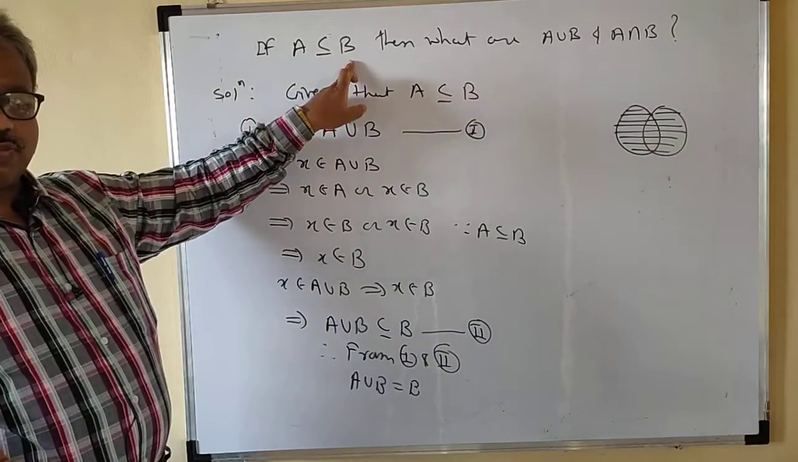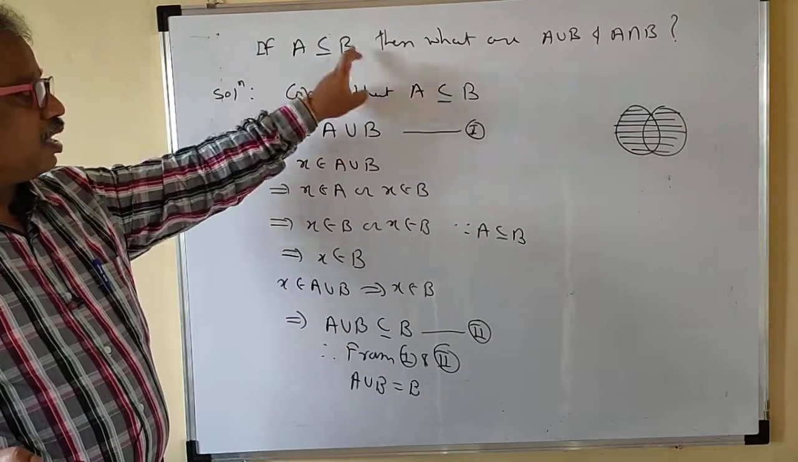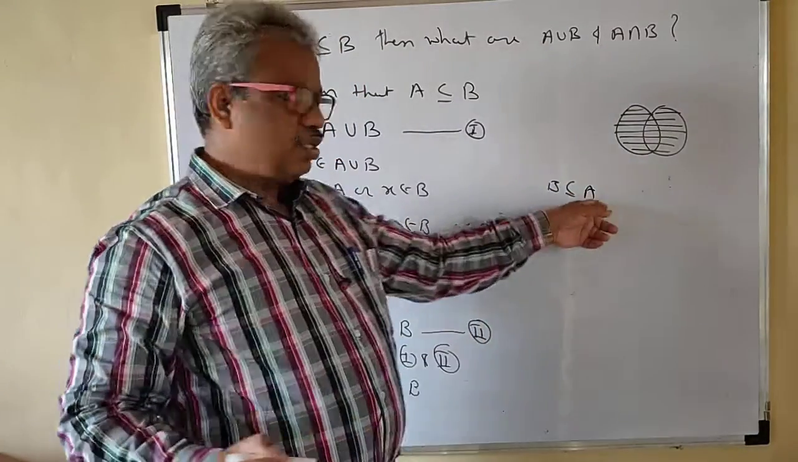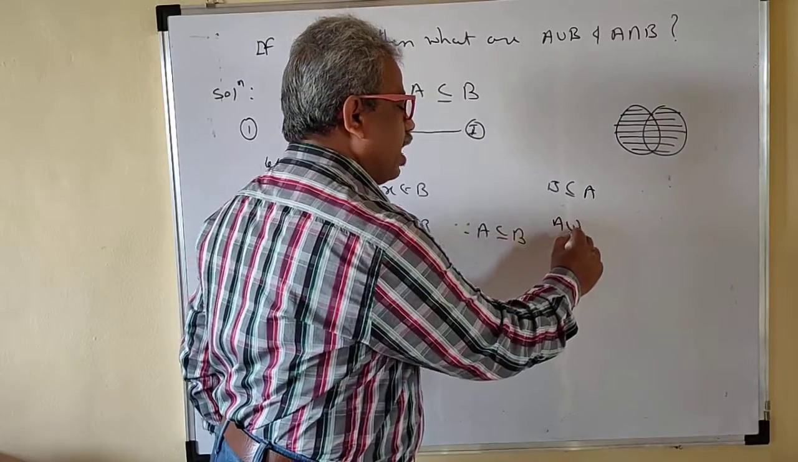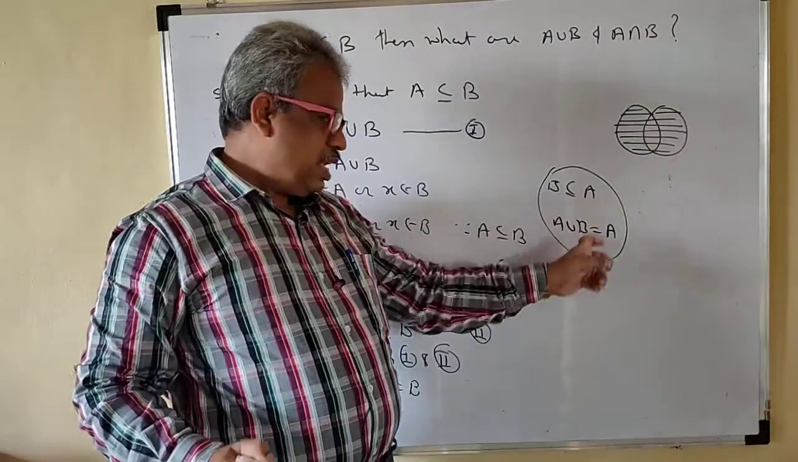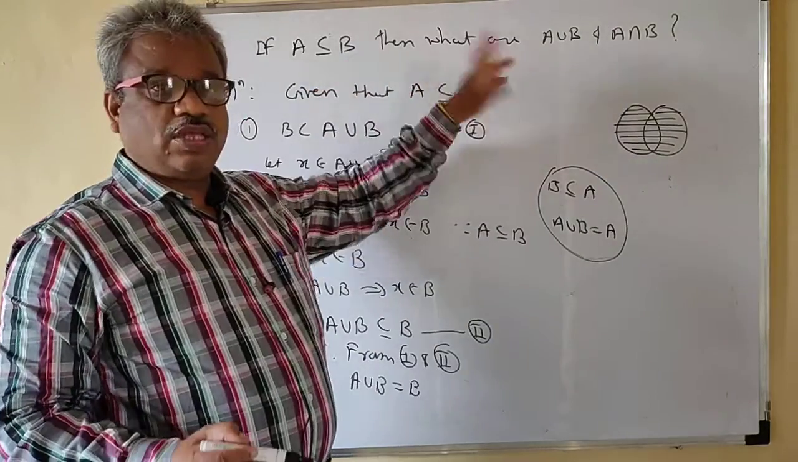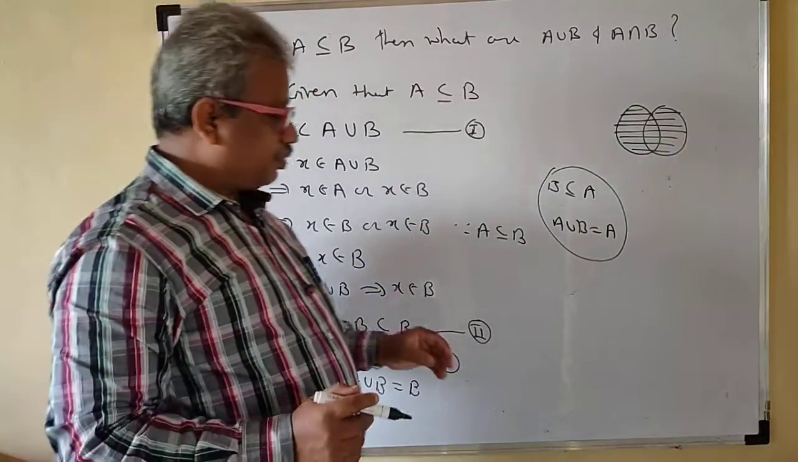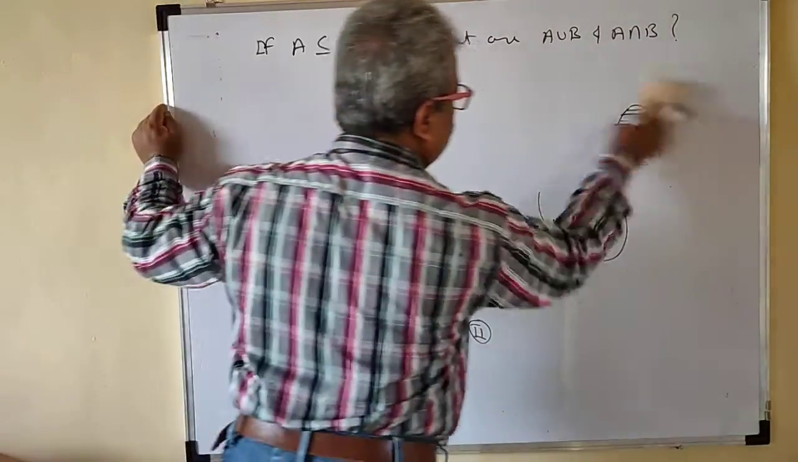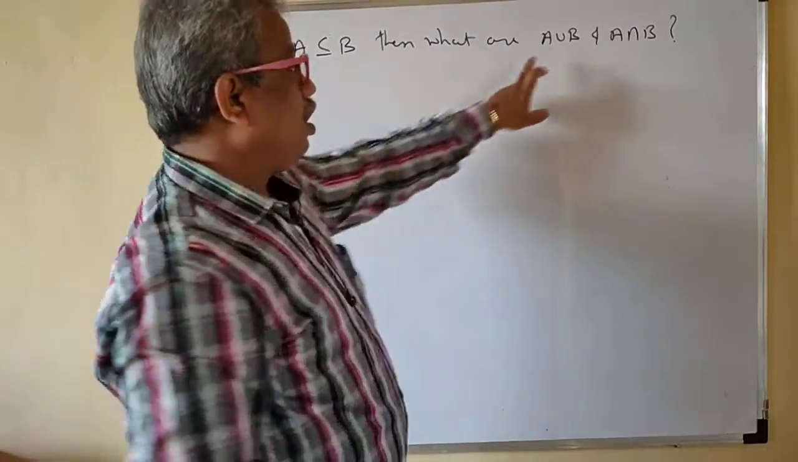That means if A is a subset of B, that means B is the superset of A, then A union B is just B. So if A is the superset of B, then A union B is A. Remember this: if B is the subset of A, then A union B is A. And if A is the subset of B, then A union B is B, because B is the superset. Here A union B is B.